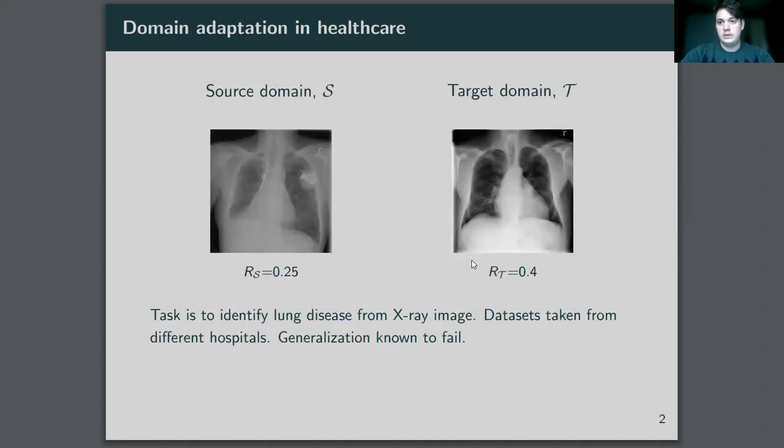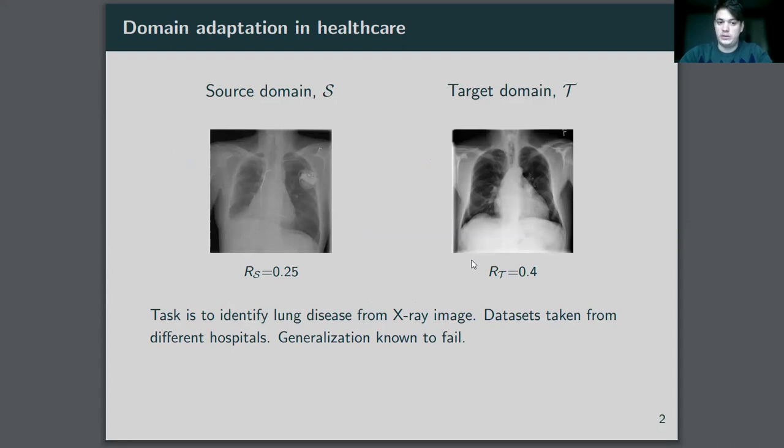An example of this would be in healthcare, when we have two data sets of chest x-rays that were taken from two different hospitals. So from these two hospitals, we would have a source domain and a target domain. The source domain being where we train our classifier, and the target where we would hope to actually deploy the model after training on one hospital.